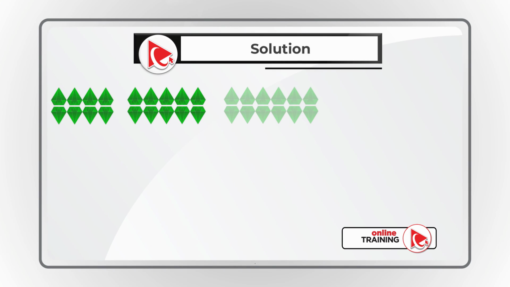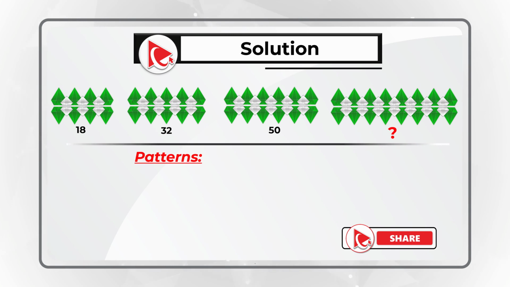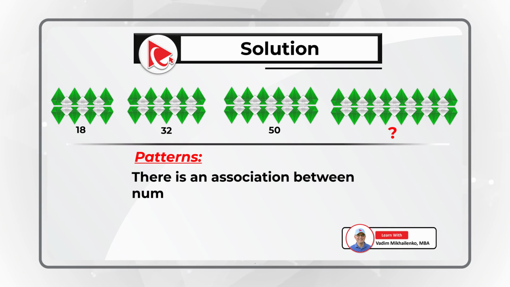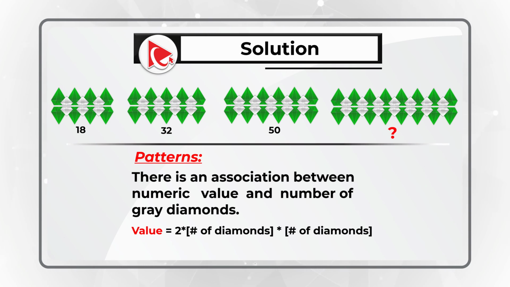You are probably tired hearing on this channel, but my advice to you: to solve these challenges, always look for patterns. And the pattern here represents association between the numeric value under diamond group as well as the number of gray diamonds. The pattern I see here is that the value could be calculated as 2 multiplied by number of diamonds and then multiplied again by the number of diamonds. Ultimately, value can be 2 multiplied by the square of the number of diamonds.